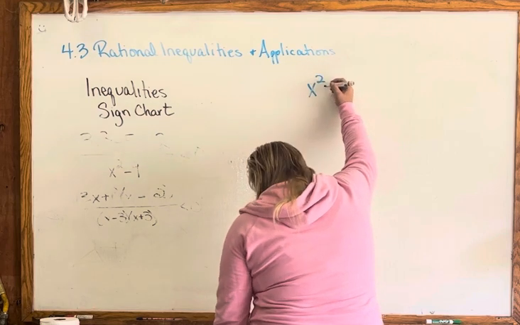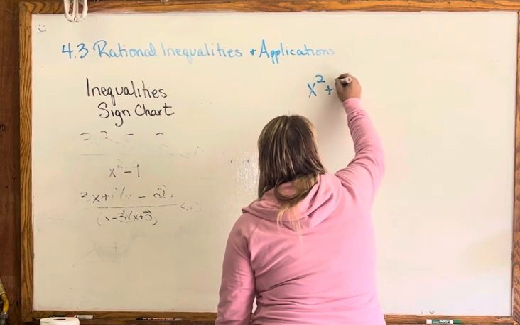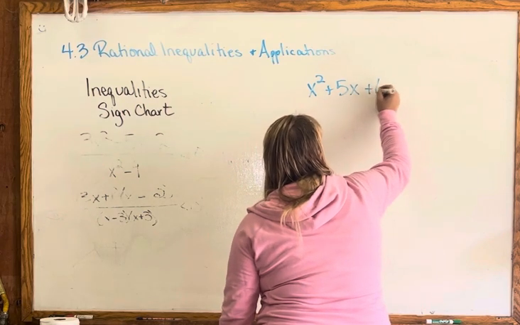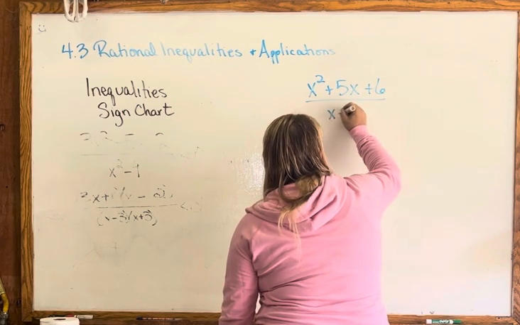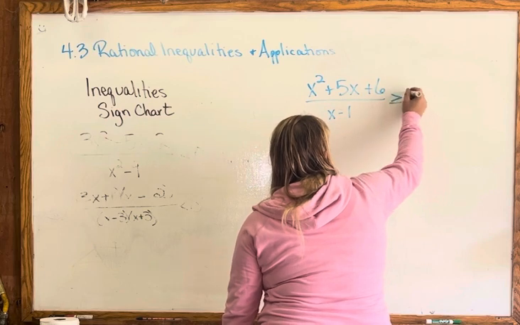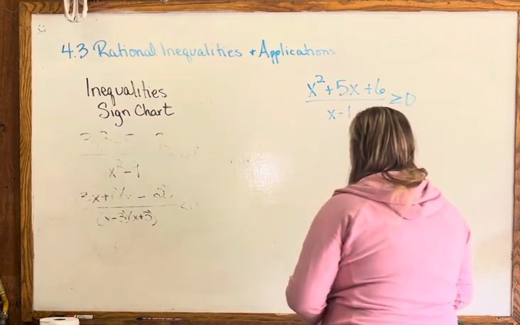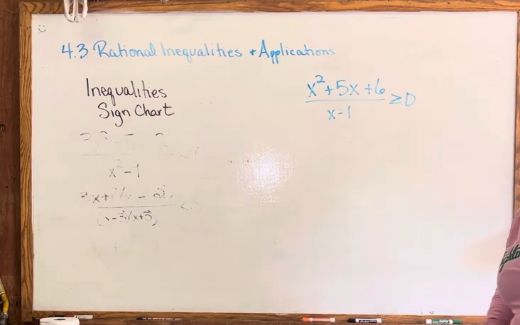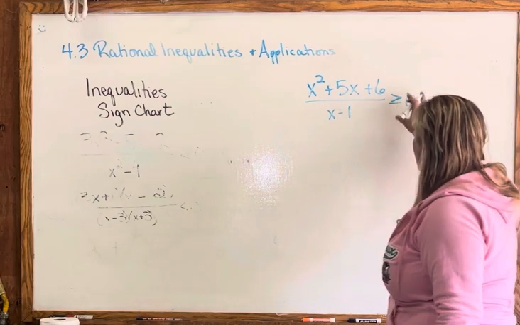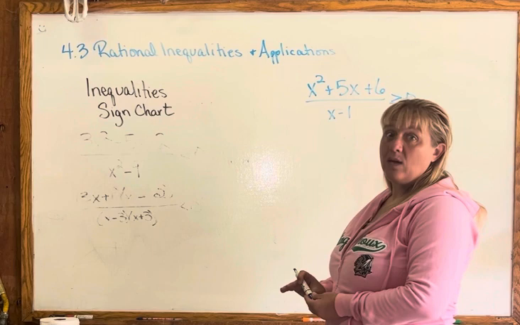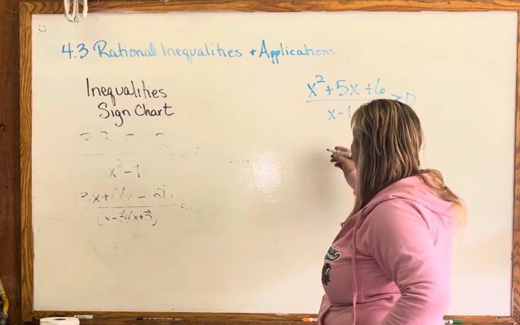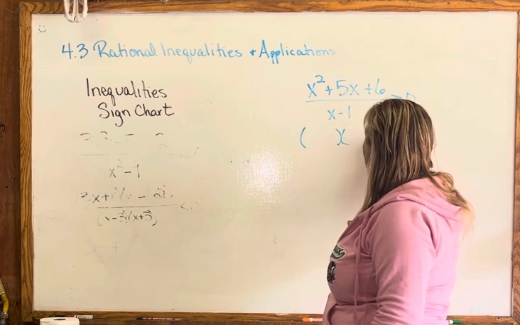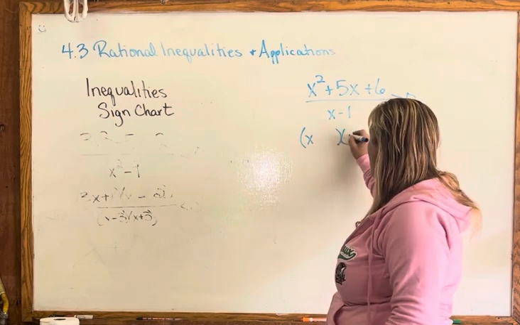x squared plus 5x plus 6 over x minus 1 is greater than or equal to 0. So there'll be more factoring, some there'll be less factoring. So this time we got the greater than or equal to part, so we're going to have to remember that. And we're going to factor first. Now luckily the bottom on this one doesn't need factoring, just the top.